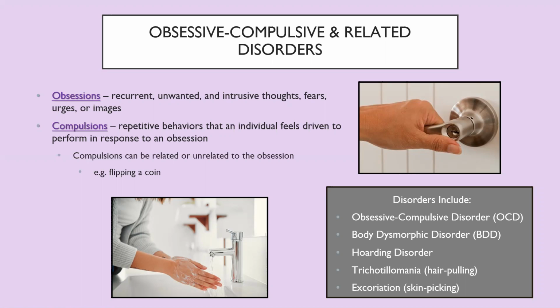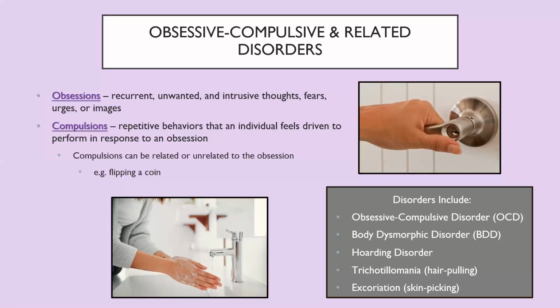So obsessions are the cognitive component, and compulsions are the behavioral component. Compulsions are repetitive behaviors that the individual feels driven to perform in response to an obsession. So if someone has an obsession, they then have a compulsion that they feel driven to perform. That's the behavior in order to make the obsession diminish or go away. And the compulsion can be related to the obsession, or it can be completely unrelated.